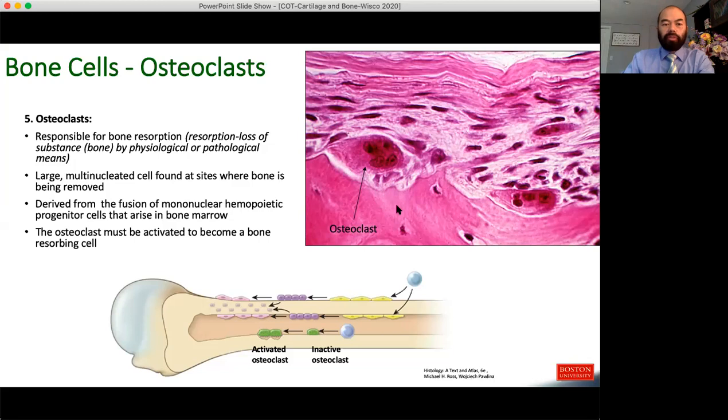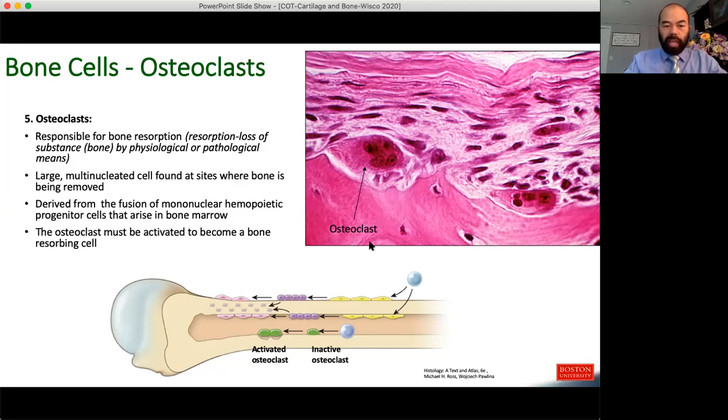Osteoclasts are responsible for bone resorption. And now they can get kind of carried away, right? So if they are resorbing too much bone, that can cause an osteoporotic condition. But that may be because of the balance between how much osteoclasts are resorbing and how much osteoblasts are laying down, which is actually really more the story.